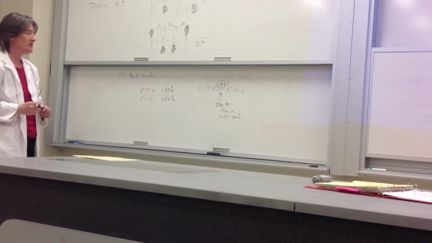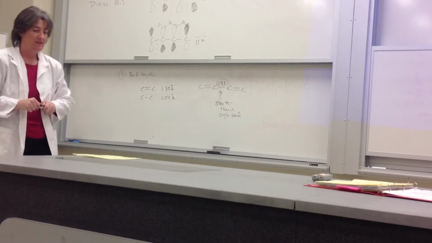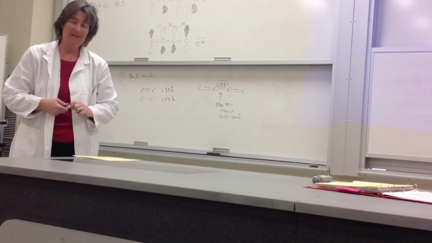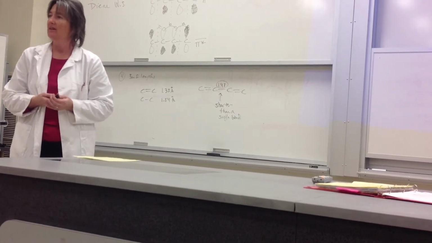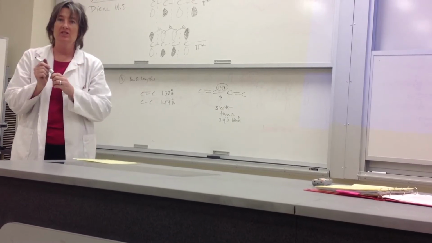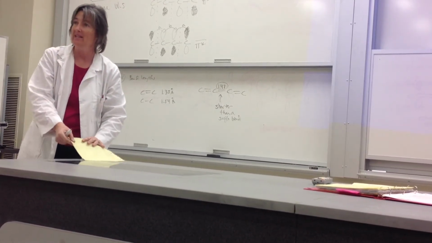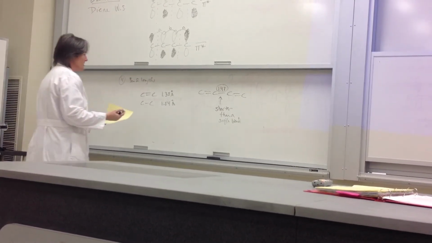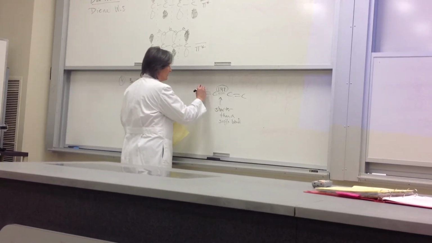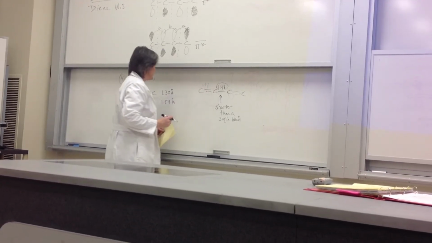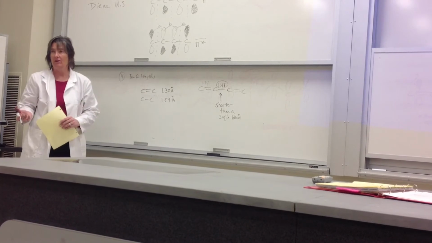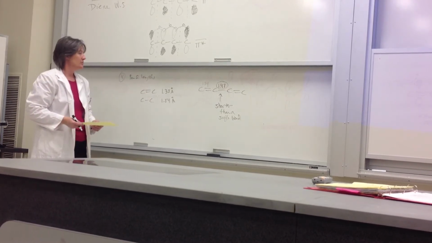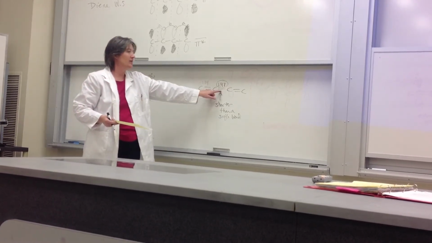What would you expect the double bonds to be? 1.33. Yeah, they're not really true double bonds, right? They're sharing some electron density, so they shouldn't be as tight, not quite as short. The difference is not so impressive here. 1.34, it's a little bit longer, but it's not nearly as impressive as what's going on right there.